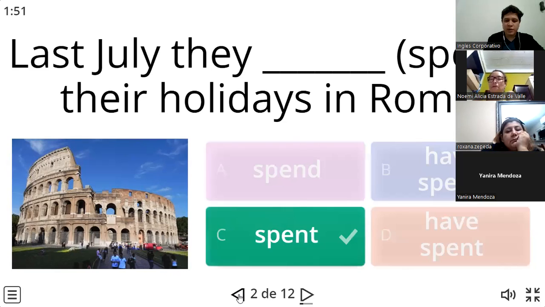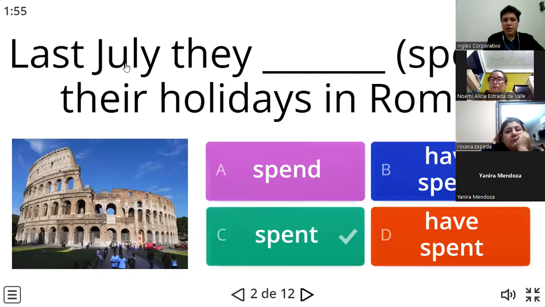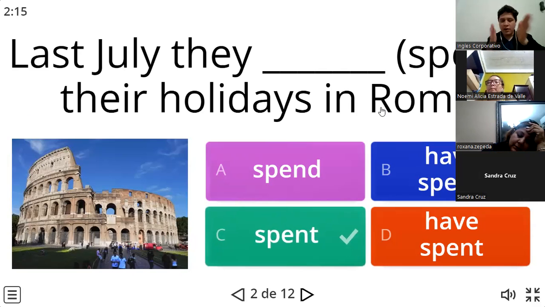¿Por qué es spend y no have spent, guys? Let me explain, okay? El julio pasado es como que pasé o gasté mis vacaciones en Roma, right? En Roma. No puedo decir que el julio pasado he estado gastando mis vacaciones en Roma, ¿verdad? Eso no tiene sentido, right? So ahí donde tenemos que ir como tomando ya un poco de sentido, right, guys?